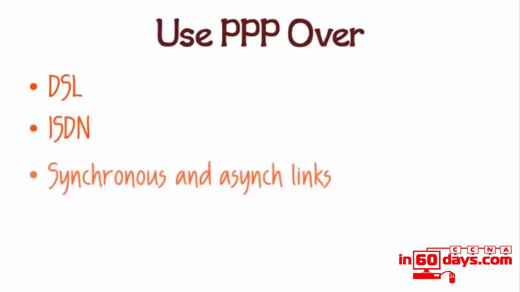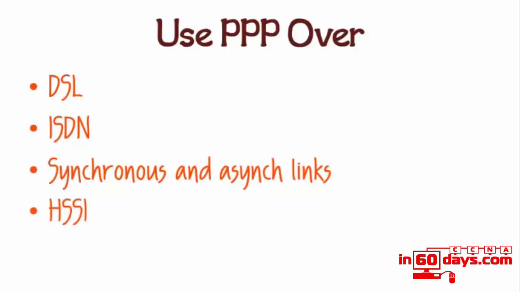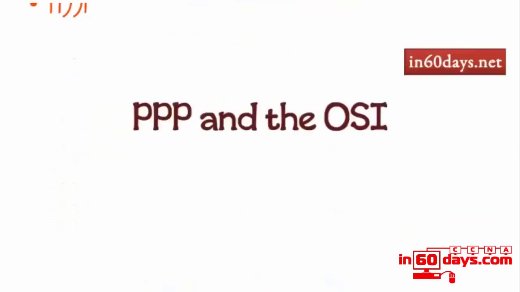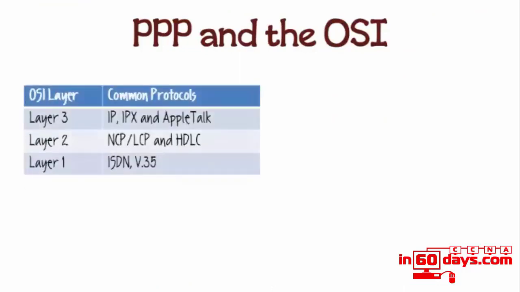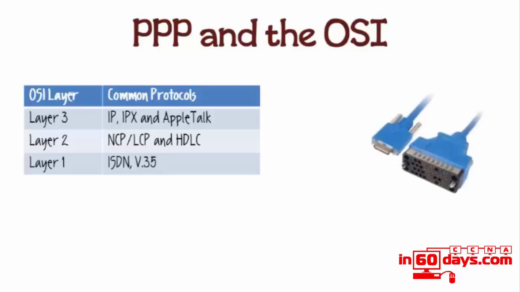Now PPP can be used over a whole multitude of connection types, which is why it's been so popular for so long. High-speed serial interface there, synchronous and asynchronous. If you're going to do a map to the OSI, layer 3: IP, IPX and AppleTalk. Layer 2, we're going to cover NCP and LCP. These are sub-layers of PPP. Layer 1: ISDN, V35, and there's a V35 cable there.